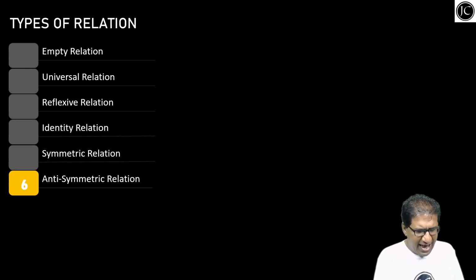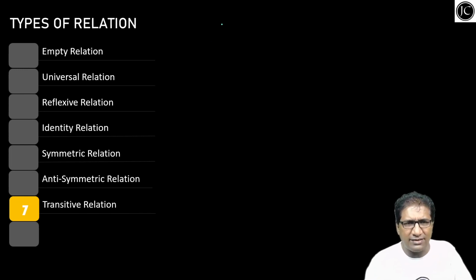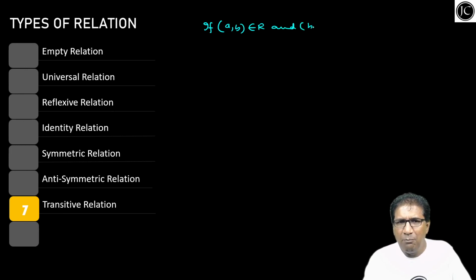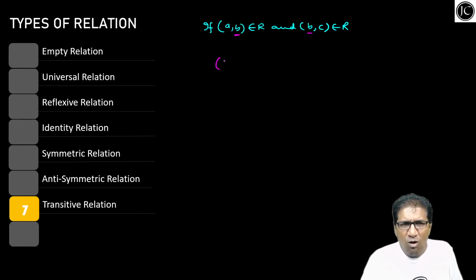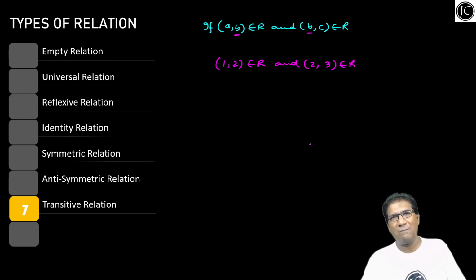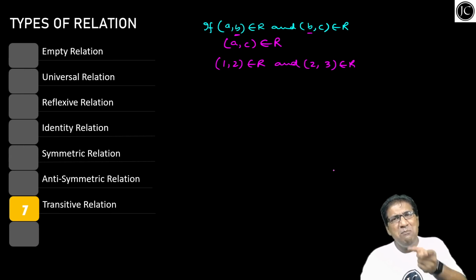Let us move forward. The next thing is transitive relation. What is transitive relation? Transitive relation states that if A, B belongs to R and B, C belongs to R. Remember it very carefully. A, B and B, C. Can you find out a similar thing here? Here it is B. Here also it is B. If it is so, like if I say 1, 2 is present in R and 2, 3 belongs to R, and if you want to make it transitive, all you have to do is A, C has to belong to R.